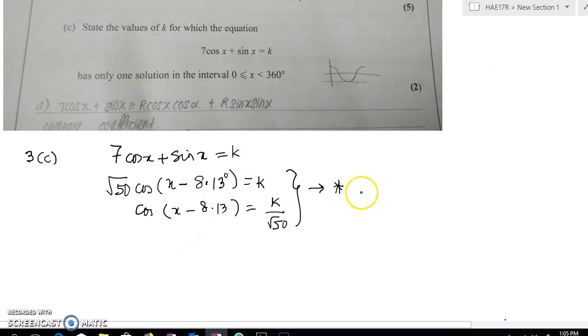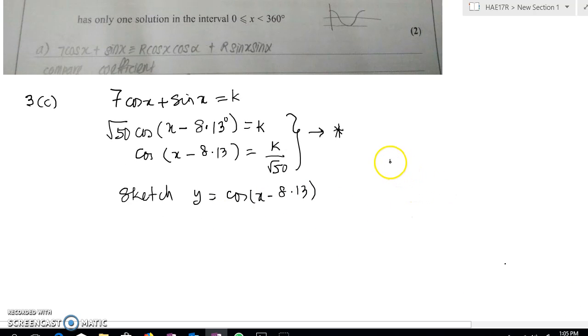She should have sketched this graph. This particular one, y equals the one on the left hand side. You can ignore this if you want to. You can just sketch this one, it is good enough. To sketch this graph, it's basically a cos graph that looks something like that, but it has been shifted to the right by 8.13 degrees. So if you were to sketch the graph, it will look like this.